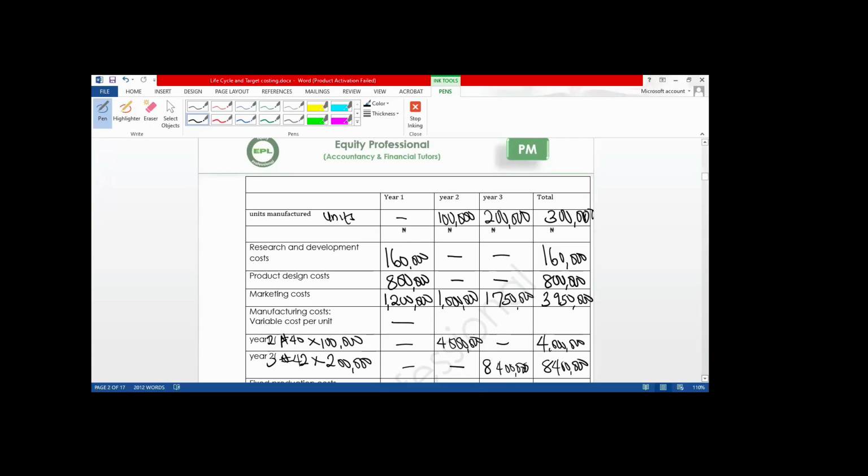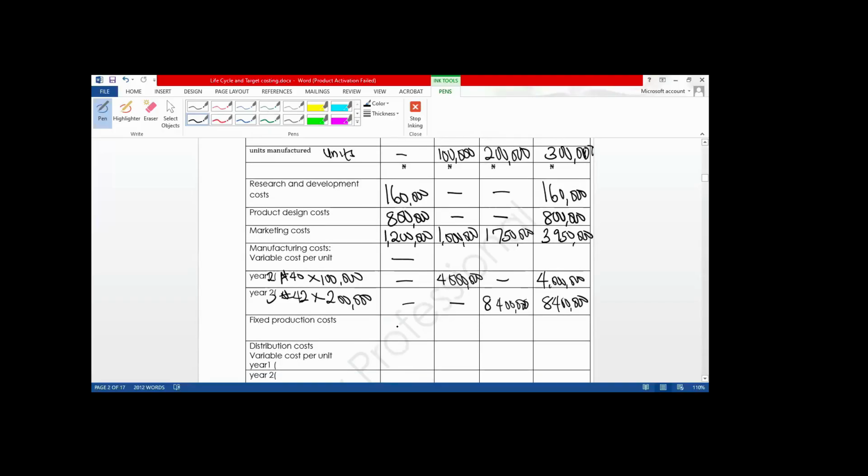Now go to fixed production cost. Nothing for year 1. Year 2, how much? 650,000. Year 3, how much? 1,290,000. Please sum the two together. Total fixed production cost is 1,940,000.